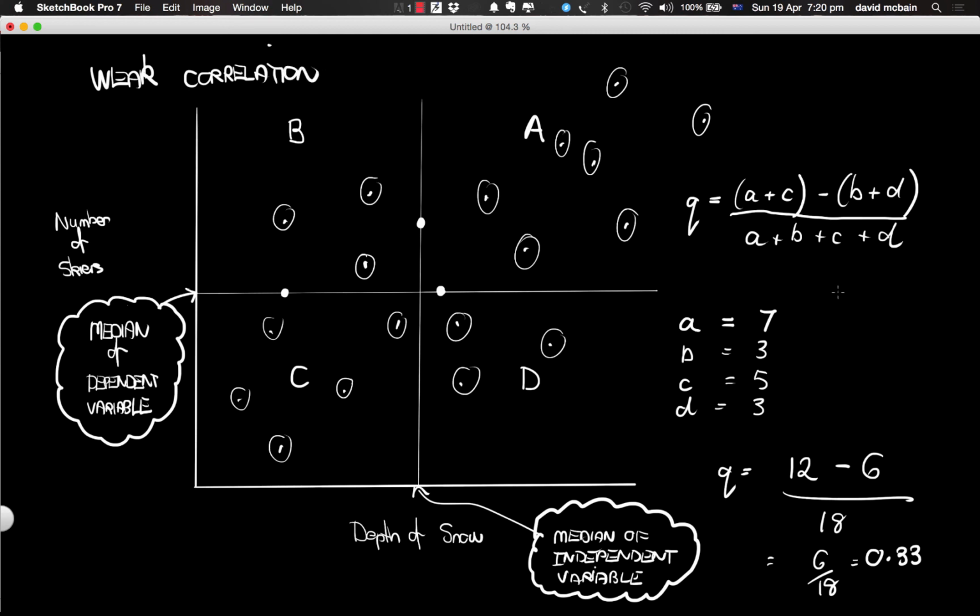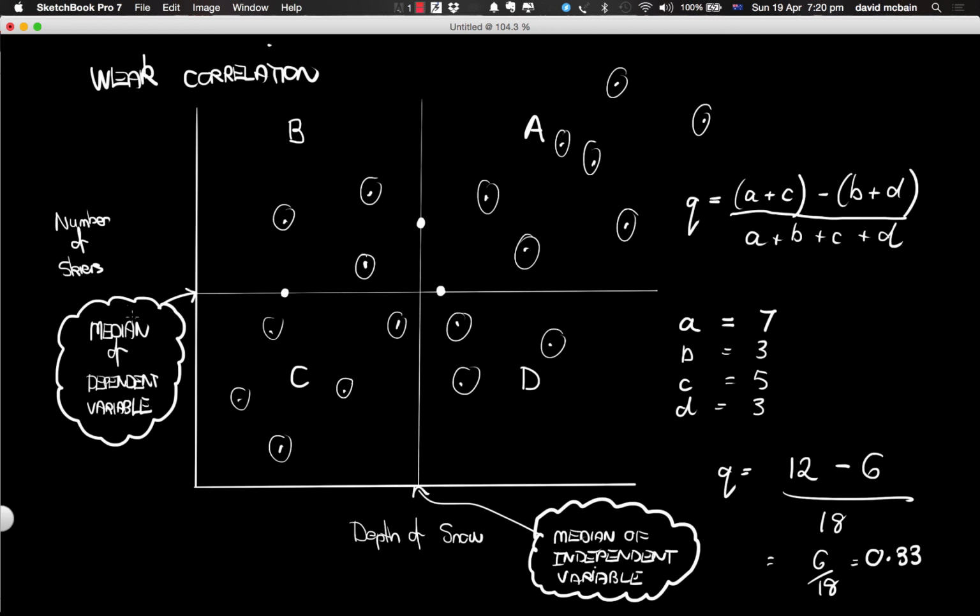A weak positive correlation, that is. Now, that's all there is to it. Now, what you're going to do as your exercise is to take the data from the question on the depth of snow and the number of skiers, and you're going to use your calculators to do an accurate scatter plot.